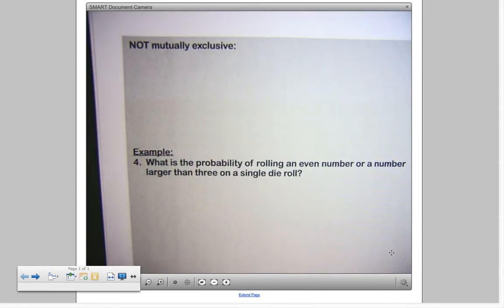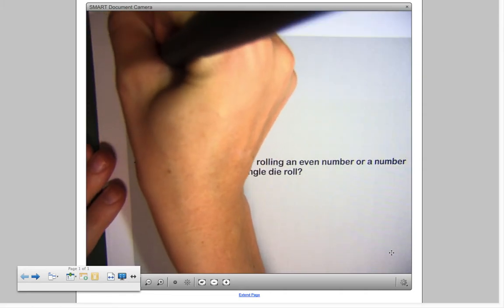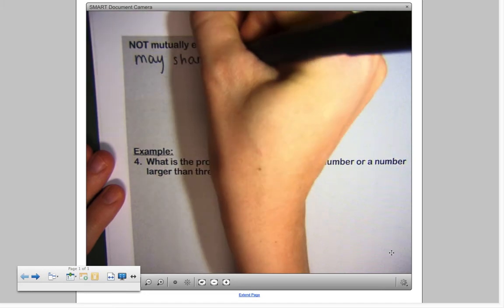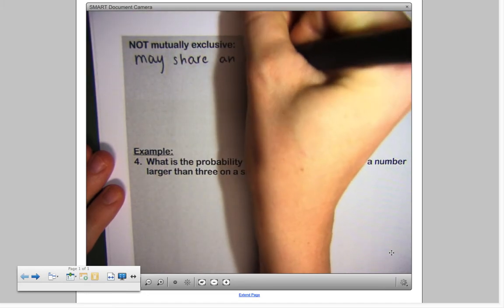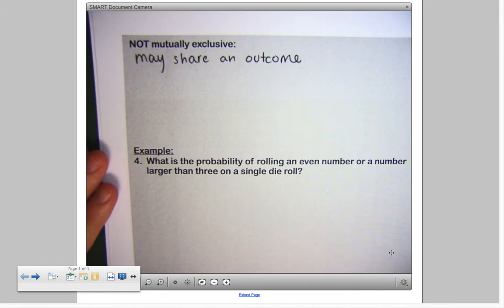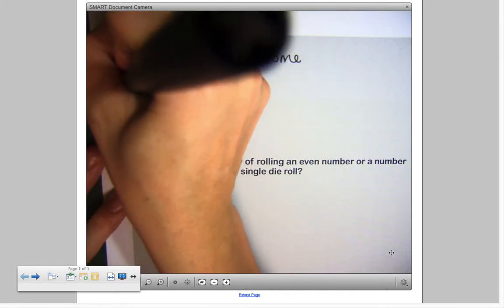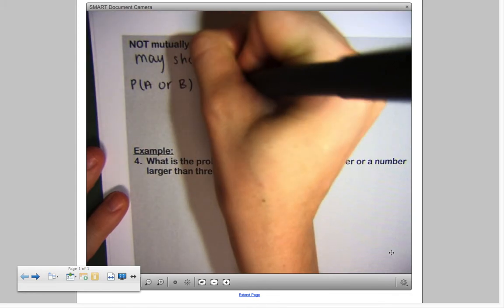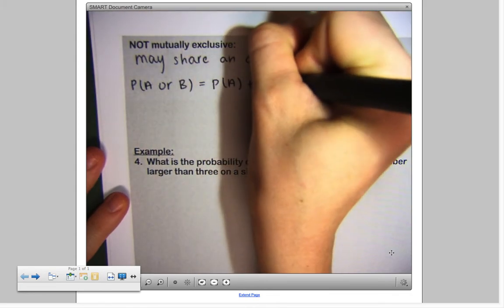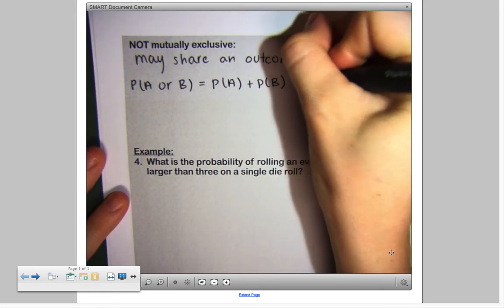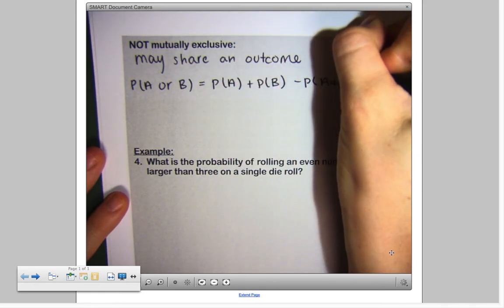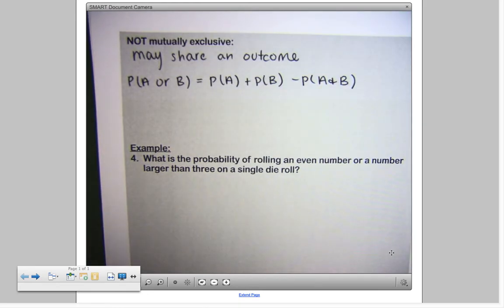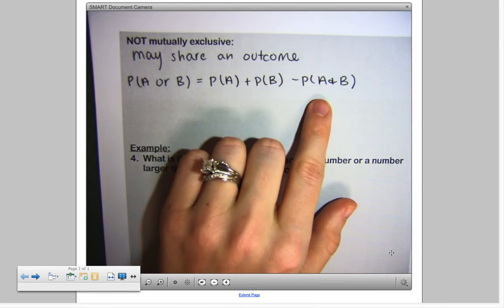Okay, so now if two events are not mutually exclusive, this means they may share an outcome, or a common outcome. If this is the case, then the probability of A or B is equal to the probability of A plus the probability of B minus the probability of A and B. So it starts out the same, but then we just subtract the overlap.